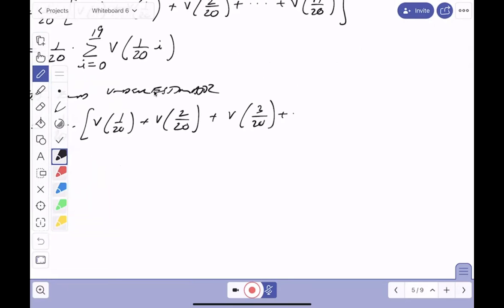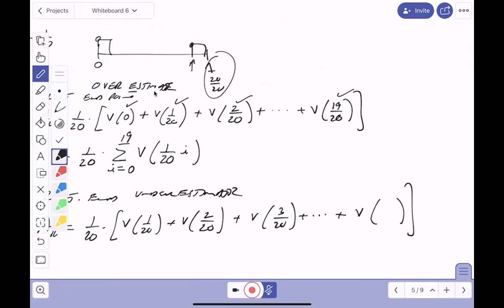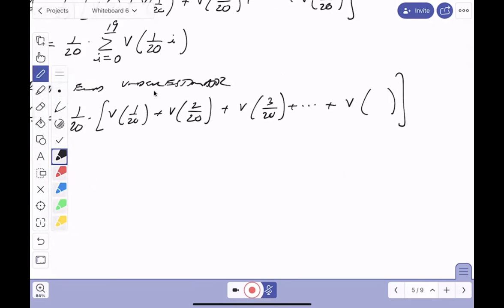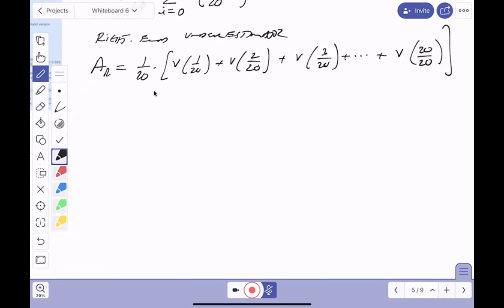Well, I'm going to say yada, yada, yada. The problem with that is a lot of students don't know when to stop, so we need to discuss it. Where are we stopping? We're stopping over here at the very last endpoint, the right endpoint. That would be 20 over 20, which of course is the number 1. We were expecting that.